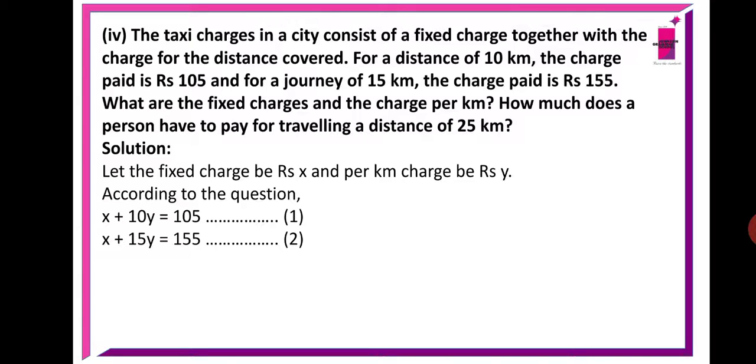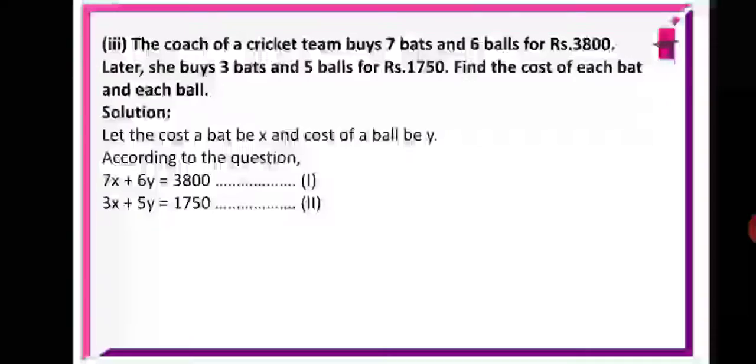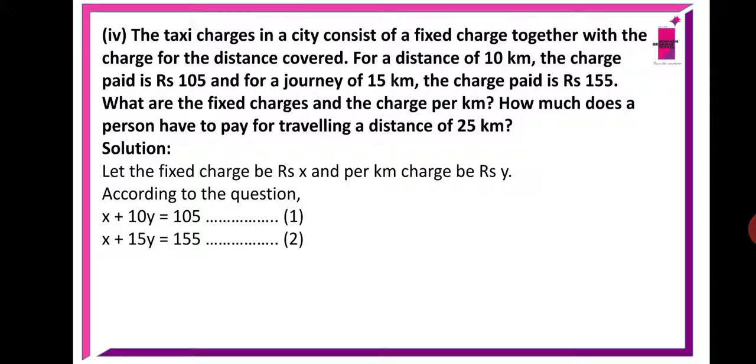You can see, let the fixed charge be x rupees, and the kilometer charge be rupees y per kilometer. Then the first equation gives you x plus 10y equal to 105 and x plus 15y equal to 155. If you solve these, you will get x value as 5 and y value as 10. Based on that, for 25 kilometers the cost will be 255.